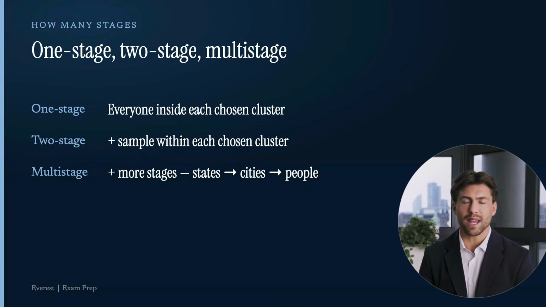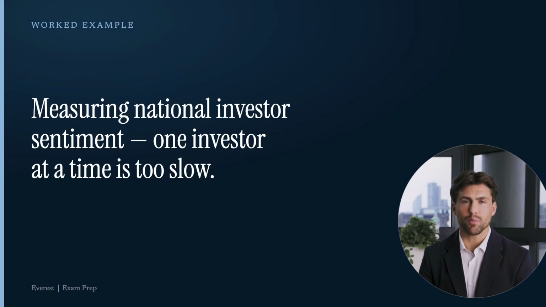Multi-stage cluster sampling adds further stages still. A researcher might select states, then cities within those states, and finally individuals within those cities. Consider a research firm that wants to measure investor sentiment across an entire country. Creating a complete national list of individual investors and randomly sampling from it could be costly and difficult. Investors are geographically dispersed, and contacting a sample spread across every state may require considerable time and resources.